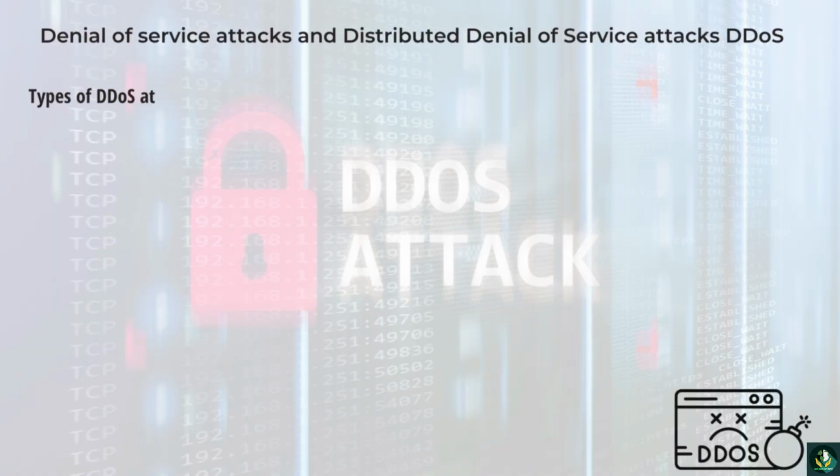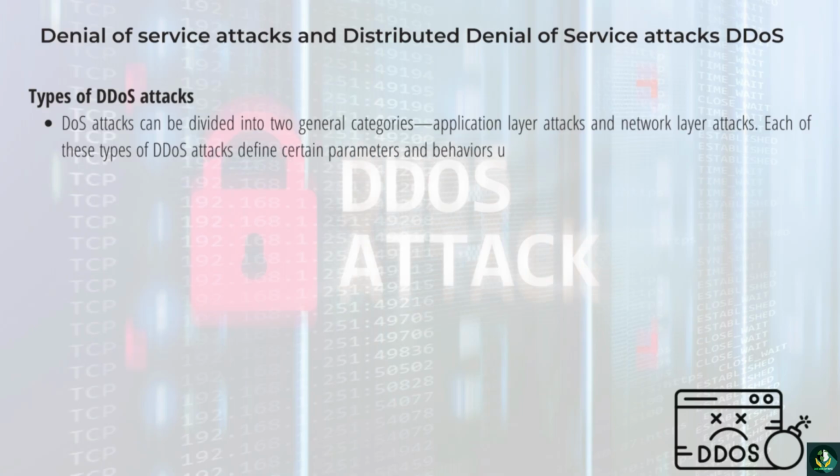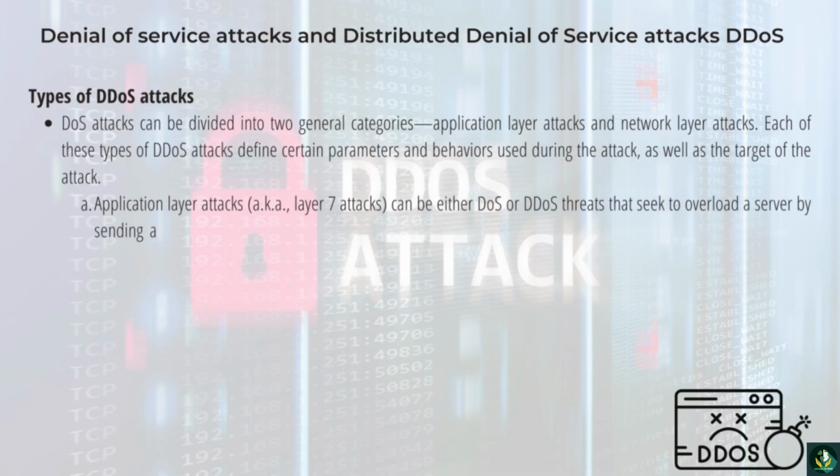Types of DDoS attacks. DoS attacks can be divided into two general categories: application layer attacks and network layer attacks. Each of these types of DDoS attacks define certain parameters and behaviors used during the attack, as well as the target of the attack. 1. Application layer attacks, also known as Layer 7 attacks, can be either DoS or DDoS threats that seek to overload a server by sending a large number of requests requiring resource-intensive handling and processing.